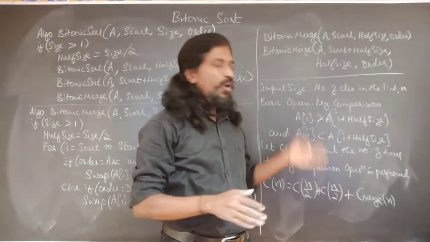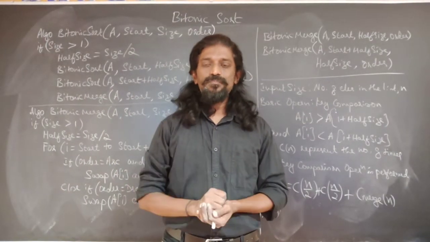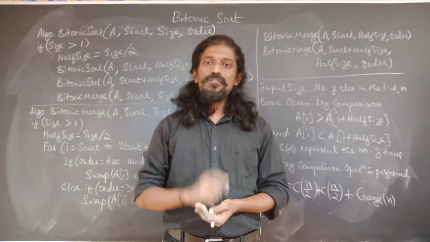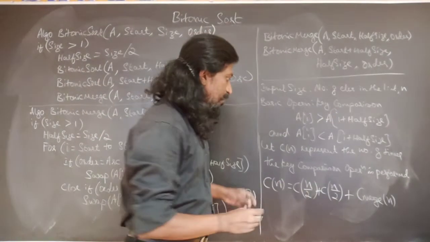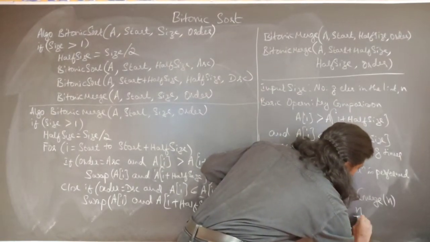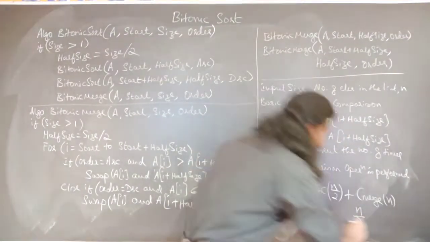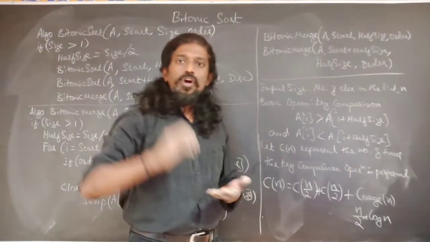So from 8 we know how many times we do it. We do it 3 times. So if it is 16 we do 4 times. If it is 4 we do 2 times. If it is 1 we do 1 time. Now if we see very carefully, we can notice that C merge of n is nothing but we are doing n by 2 number of comparisons log n number of times.